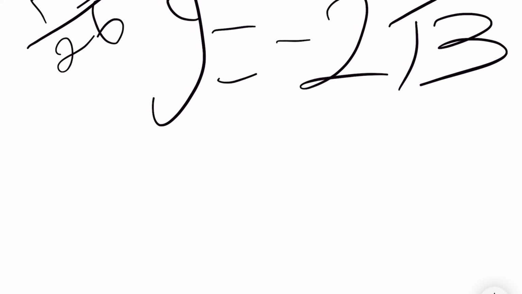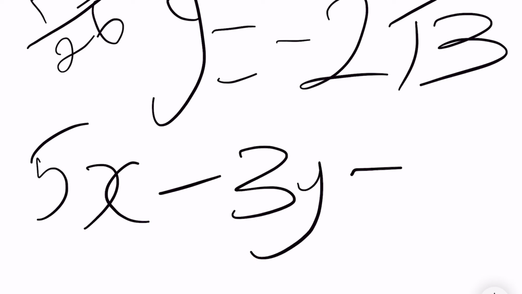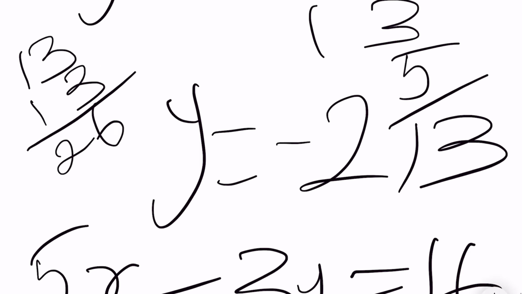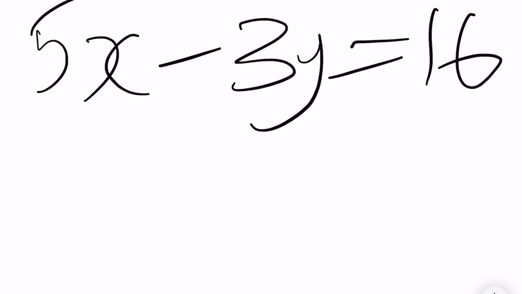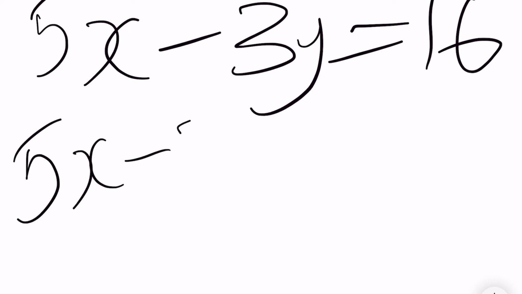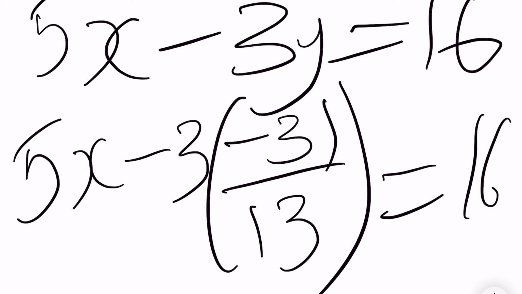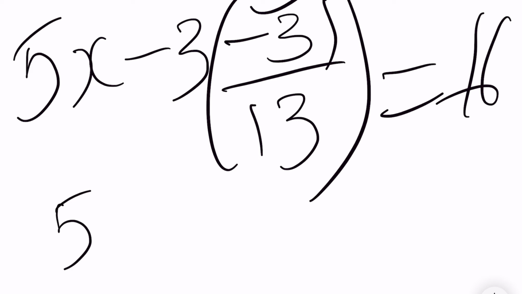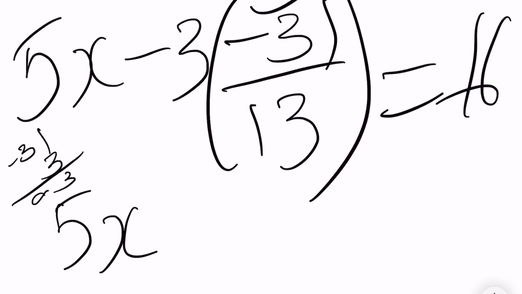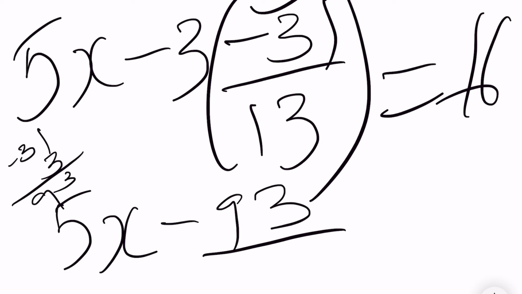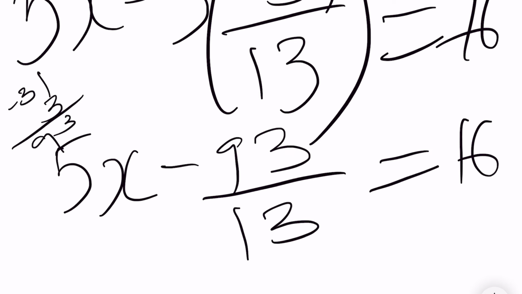Then we input it into one of our equations. We can input it into the first one or the second one. So where we have 5x minus 3y equals 16, we have y to be minus 31 over 13. So here we can have it to be 5x minus 3 times minus 31, which is plus 93 over 13 equals 16.